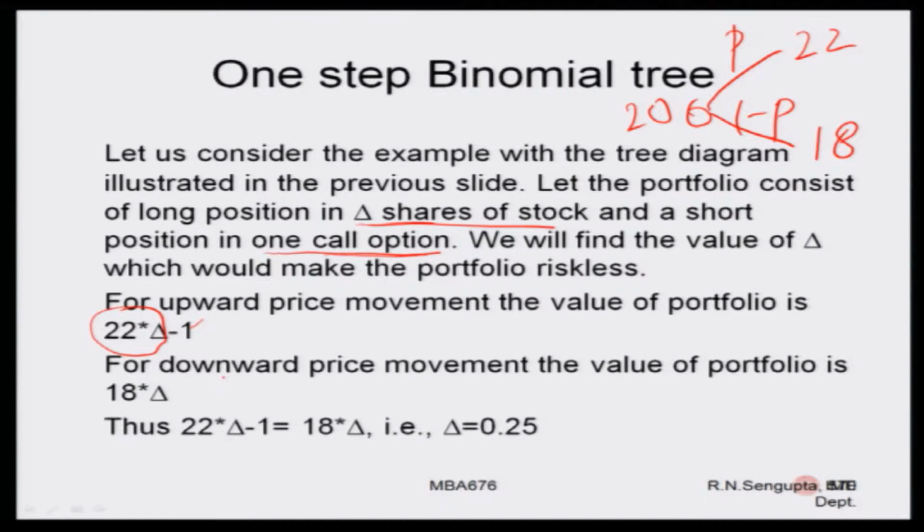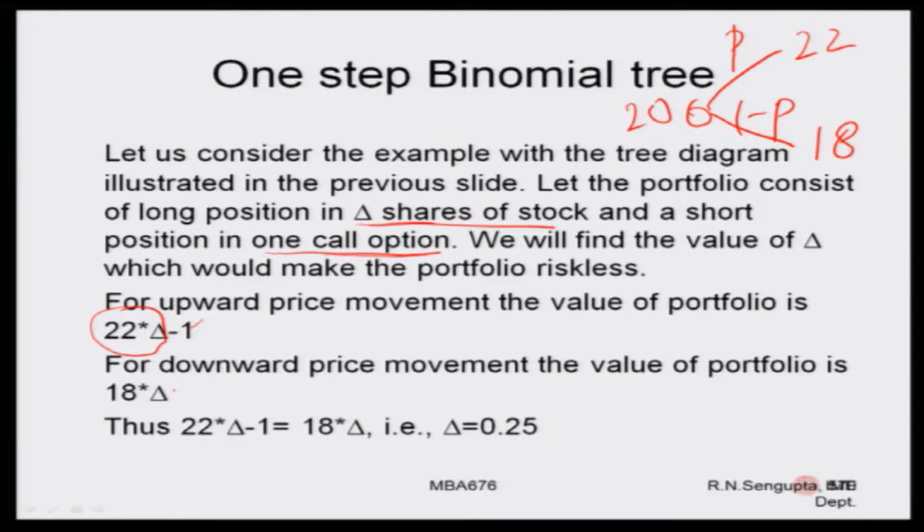Now, for a downward price movement, the value of the portfolio would be, because if the prices are on a downward trend, obviously you would not exercise it. The overall value now remains 18 multiplied by the number of stocks which you have, which is delta. And the minus 1 is not coming here because you would not be exercising that call option. So, you are neither going to make a loss nor a profit, because it is going to be such a position that you are going to even out.